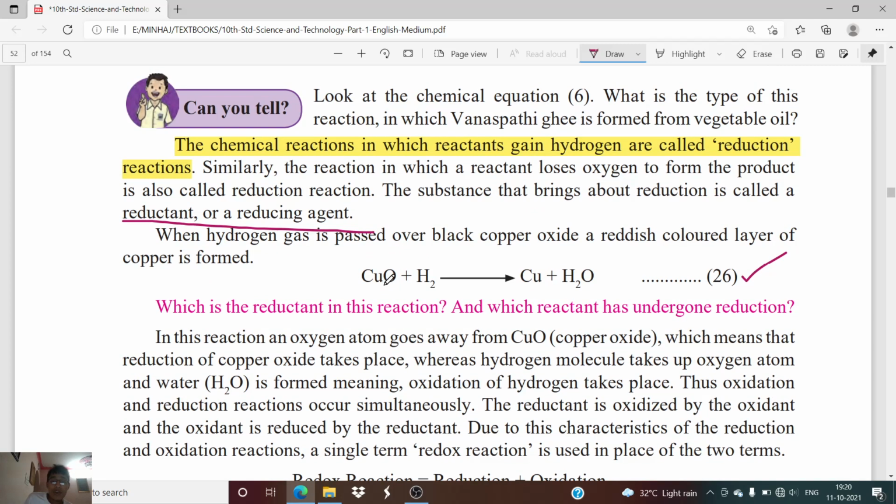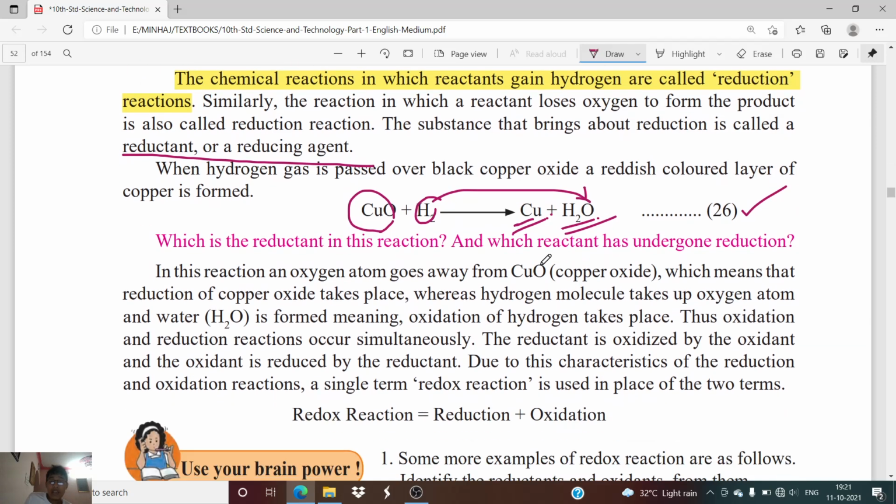Now, if the oxygen is eliminated from the copper, that means this is the reduction, but oxygen is gained by the hydrogen. Here you can see that the oxygen is gained by the hydrogen. In that case, this is oxidation, and this is the reduction. So when oxygen is lost, it is reduction, and when oxygen is gained, it is oxidation. So this reaction represents both reduction and oxidation.